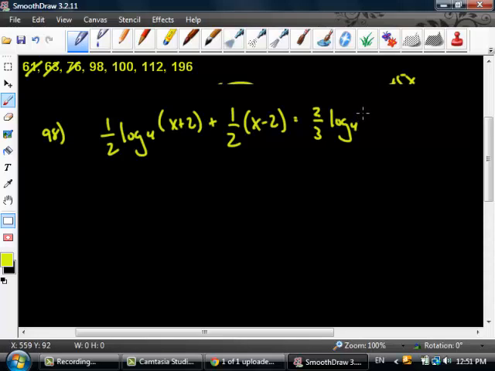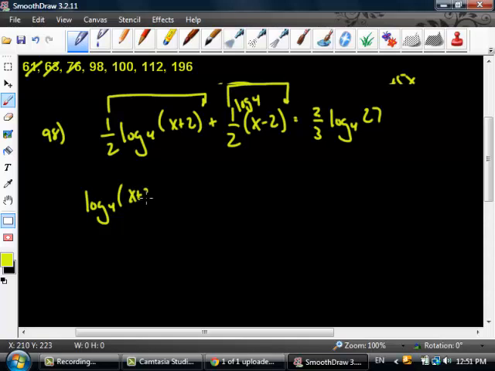And I missed something. Sorry, this is not 1/2. This is 1/2 log base 4 of that. Sorry. Right. First thing I'm going to do is I'm going to back these things in. Using my reverse properties of logarithms, this is really log base 4 of x plus 2 to the 1/2 power plus log base 4 of x minus 2 to the 1/2 power.